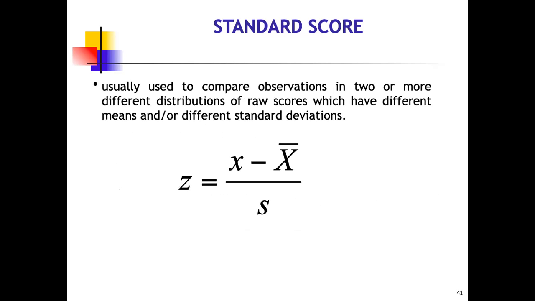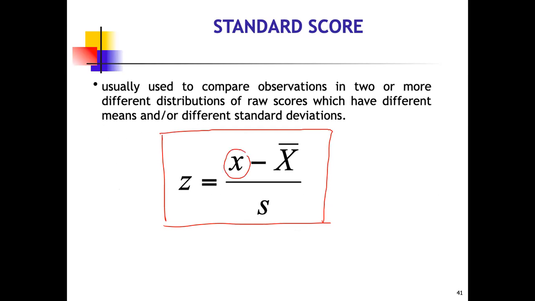If we look at our formula, the formula for our Z score, or the standard score, is usually used to compare observations in two or more different distributions of raw scores, which have different means or different standard deviations. The X that we have here is our raw score, and recall that our X bar here is our mean. And our S here is our standard deviation.